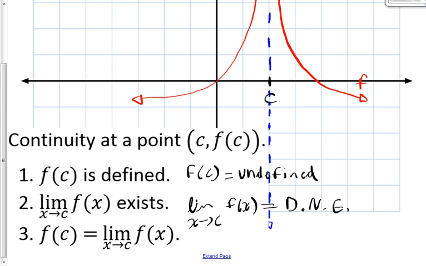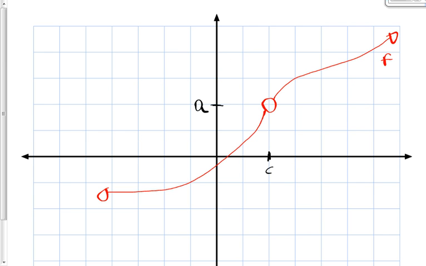All right, let's take a look at the case now of a removable discontinuity. So you notice here that this kind of discontinuity could be plugged in. If I just define f of c as a, that hole in the graph would be plugged in and I would have removed the discontinuity. So this is what we call a removable discontinuity.